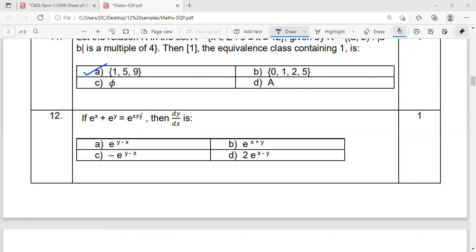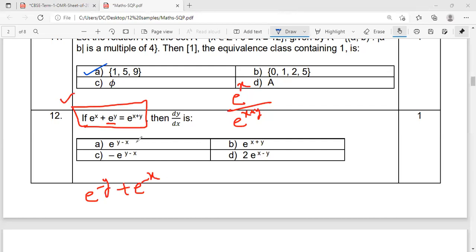Like if we divide both sides by e to power x plus y, this expression can be simplified a little bit. So what you are doing is dividing both sides by e to power x plus y. Obviously this term, when you divide it, will become e to power minus y. Similarly, this term becomes e to power minus x, and e to power x plus y divided by e to power x plus y is 1. So I get this expression like this.